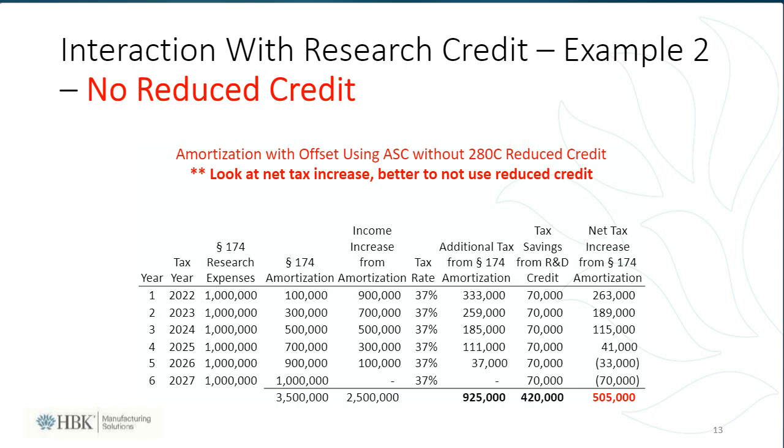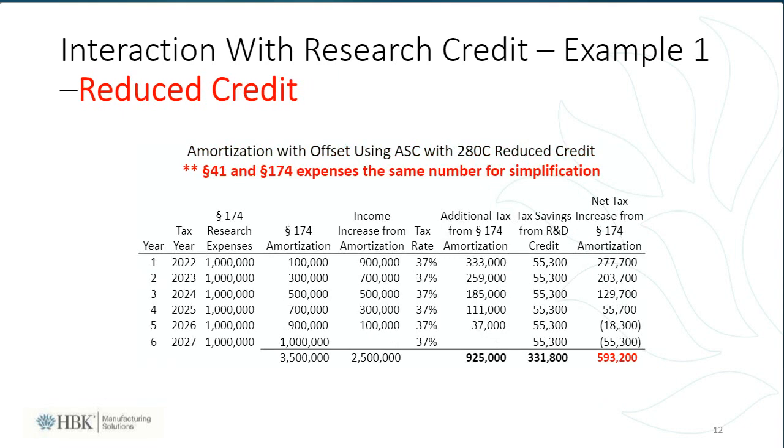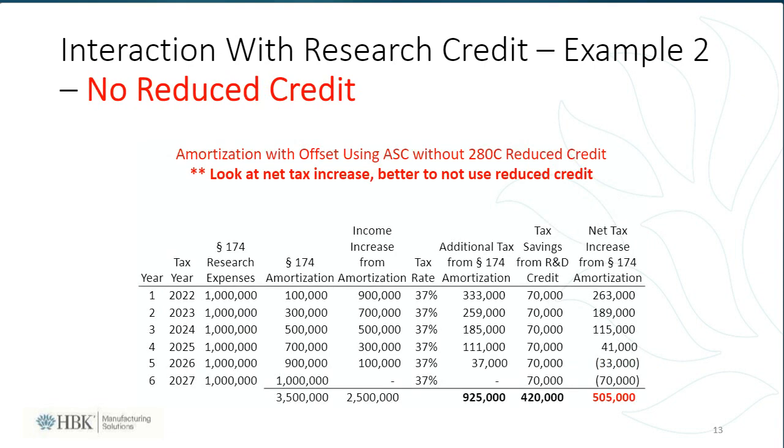But as you can see, the difference between these two, this resulted in a $593,000 increase. This resulted in a $505,000 increase. The R&D credit is $70,000 in this situation because we're not taking the reduced credit. So it actually benefits taxpayers opposite of how the current rules would work. I'm sorry, not the current rules, the old rules, because we are in the current rules.